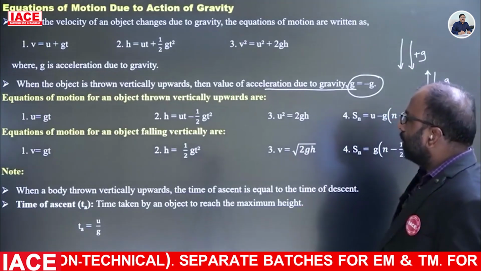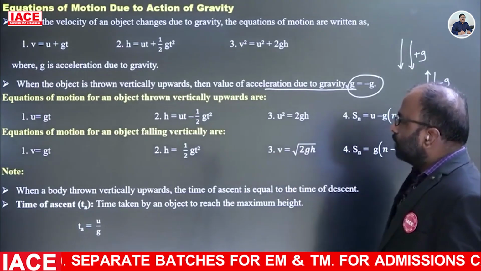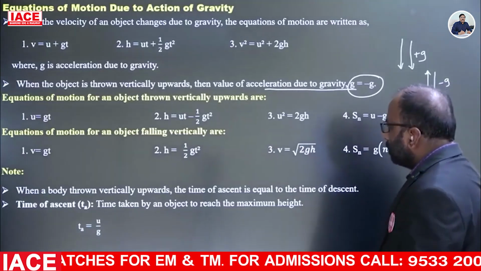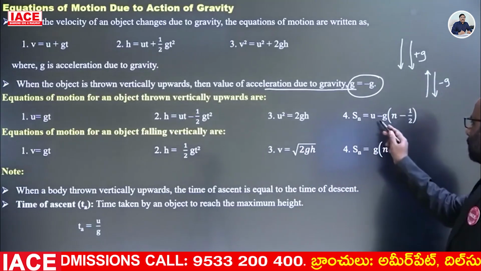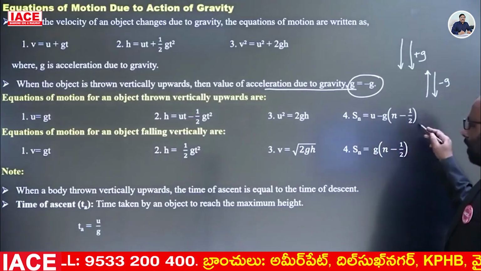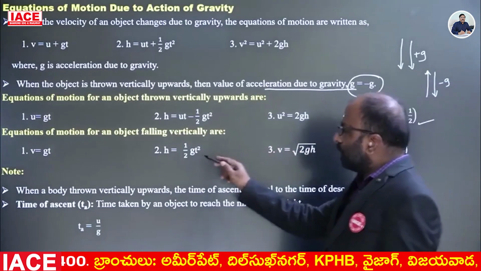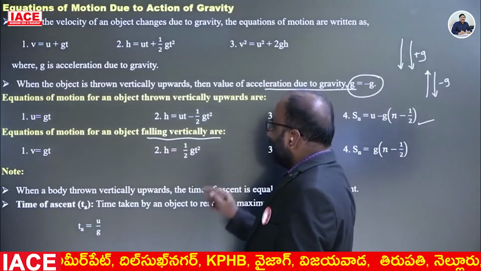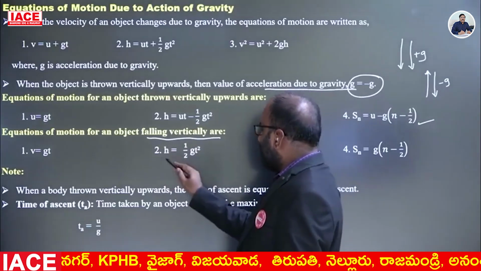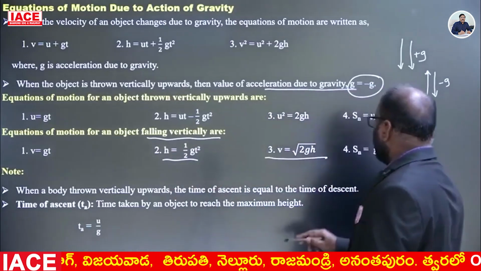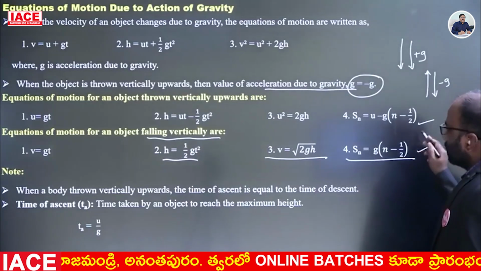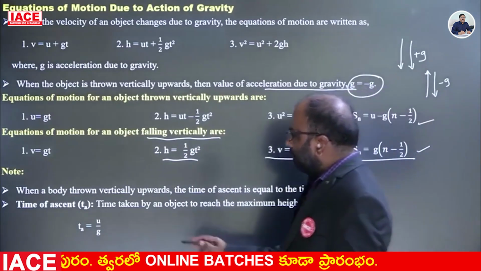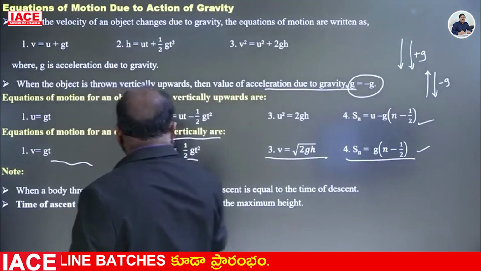Equations of motion for an object thrown vertically upwards are u is equal to gt, h is equal to ut minus half gt square, u square is equal to 2gh, sn is equal to u minus g into n minus half. Equations of motion for an object falling vertically: v is equal to gt, h is equal to half gt square, v is equal to root 2gh, sn is equal to g into n minus half. Already we discussed this. Up to here we discussed already.